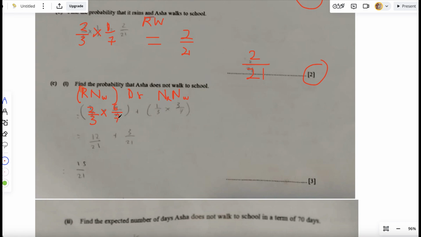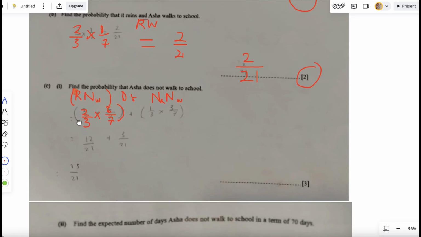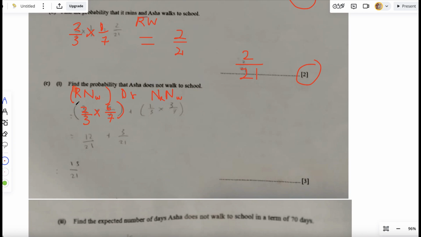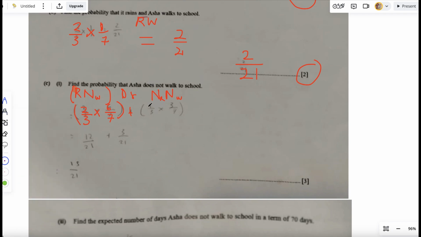Then we can put it in a bracket. Then plus, let's change our color. Okay. Now plus, we'll put this bracket.